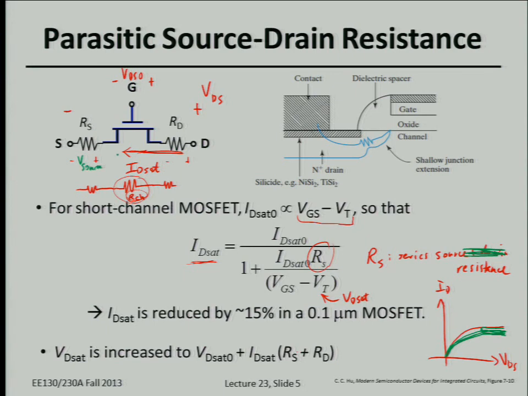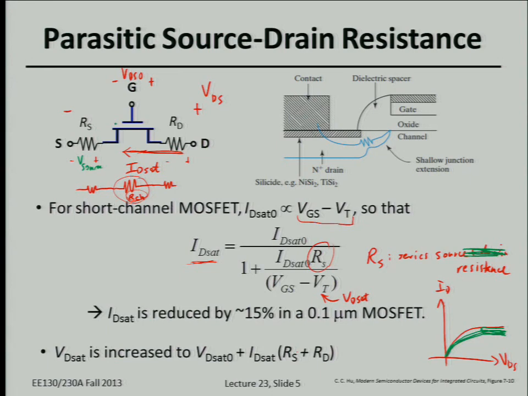That will also effectively reduce the gate to source voltage that is applied to the intrinsic transistor. So RS, the resistance of the source, actually will directly impact the applied gate to source voltage. I mean, the real gate to source voltage. So that's a good point. So this really is the resistance of the source, okay?